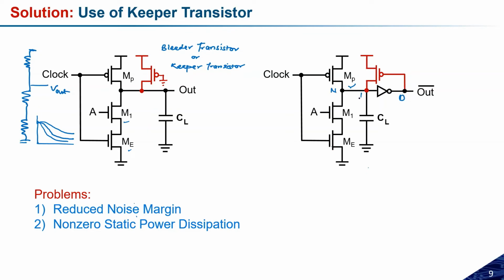And in the opposite case, if the dynamic node is 0, we don't need the keeper transistor to hold the logic, so the output will be 1, and the keeper will be in the off state, so it will not be used. So the problem of noise margin can be avoided, and also the static power dissipation can be reduced, because none of the transistors are always in the on state in the critical path. Any one of the transistors is in the off state, so there is no direct path, and the static power dissipation will be reduced. So this is the solution, how we can utilize this.